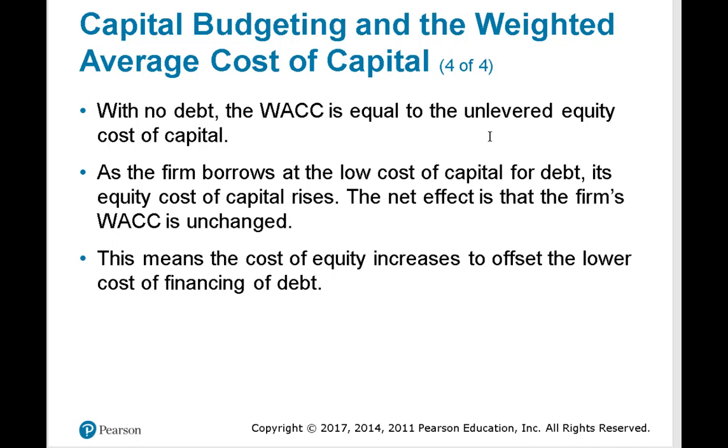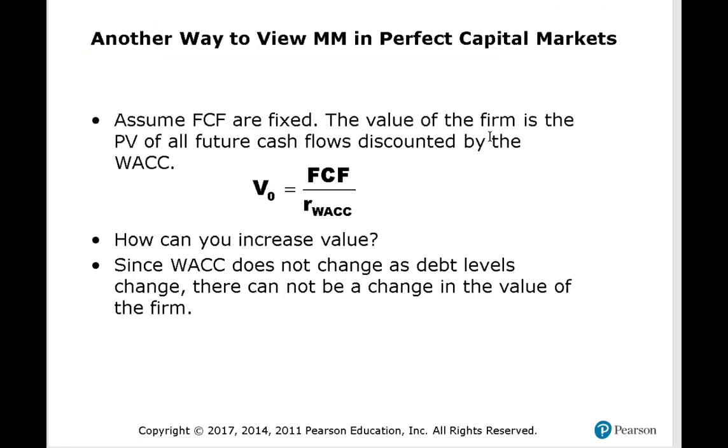As the company borrows at the low cost of capital for its debt, the equity cost starts to rise because of the riskiness of leverage. So the net effect is that these changes in costs offset each other. The cost of equity increases to offset the lower cost of financing of debt. So let's take another peek here at how we might explore what happens when we think about perfect capital markets.